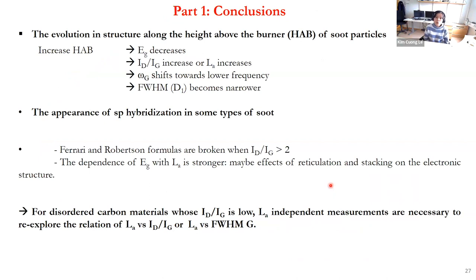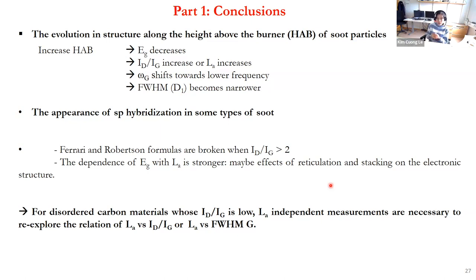Okay, so the conclusion in the first part is, when we consider the evolution of soot in the flame, when we increase height above the burner, the optical band gap of our sample decreases, the intensity ratio between ID and IG peak increases, and the G peak shifts toward lower frequency, also because the structure becomes more ordered. So the width of the peak becomes narrower. And in our sample, we see the sp3 hybridization is not popular in other soot material.